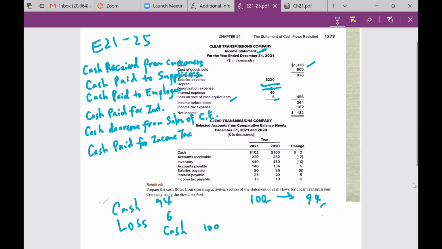And then to support this cash decrease from sales of cash equivalent, let me write it down here. So this item should be 6, and it should be negative, right? If you think about increase and decrease, that should be negative.